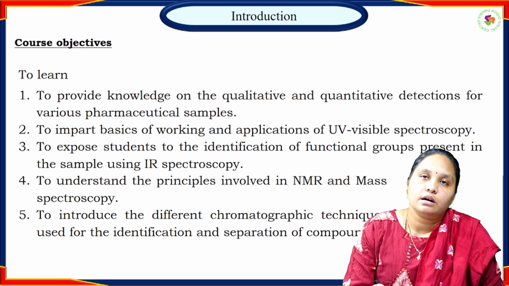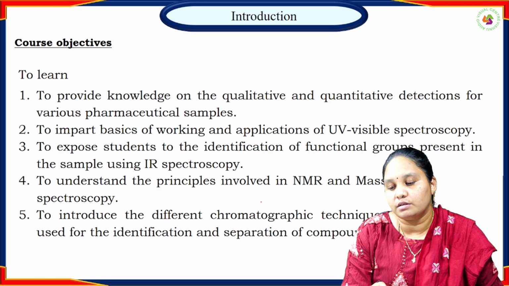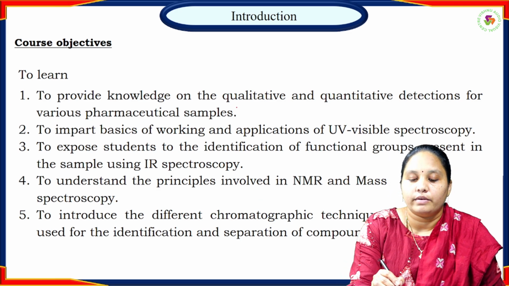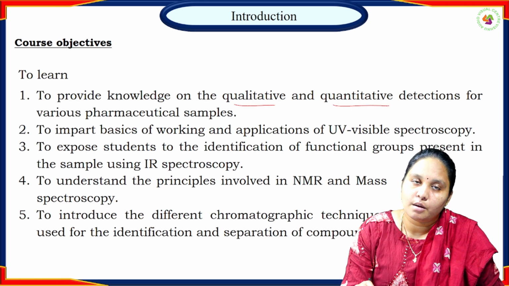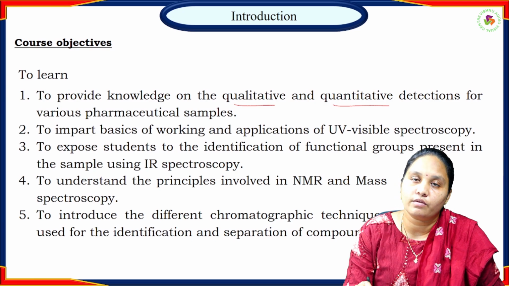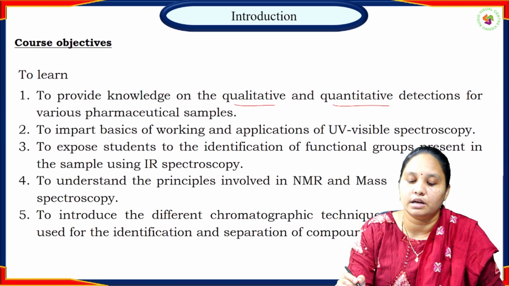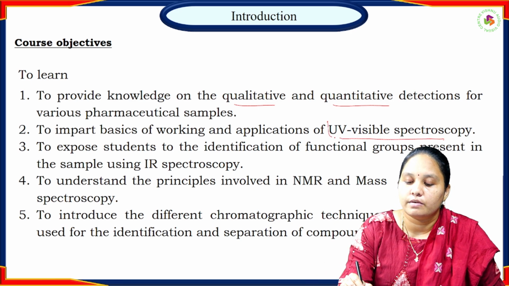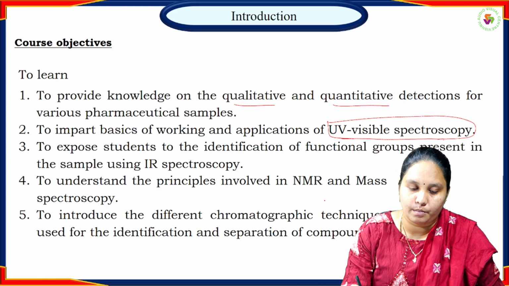The second objective is to impart the basics of working and applications of UV visible spectroscopy. In the first point, we find out the qualitative and quantitative detections of a particular API compound. We discussed how we will detect the quality and the quantity of that particular API ingredient. For that, we require one equipment. That equipment is UV visible spectroscopy. By using this UV visible spectroscopy, we can find out the quality and the quantity of that particular compound.